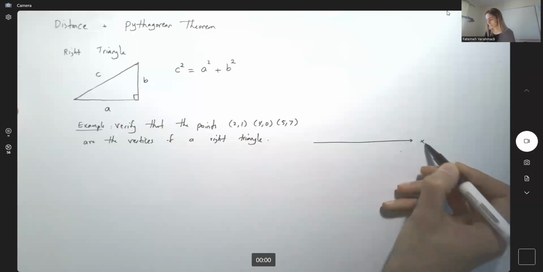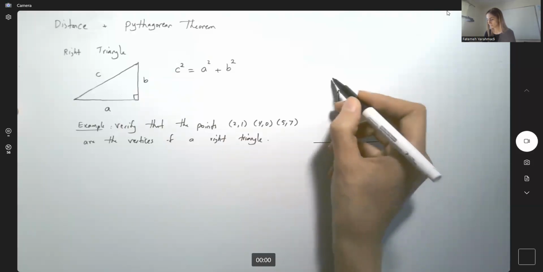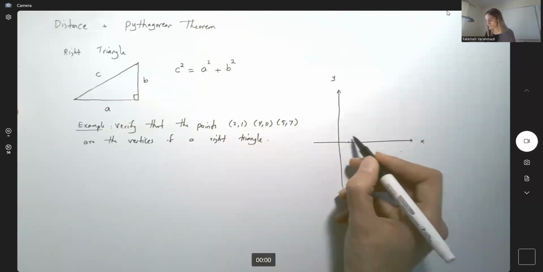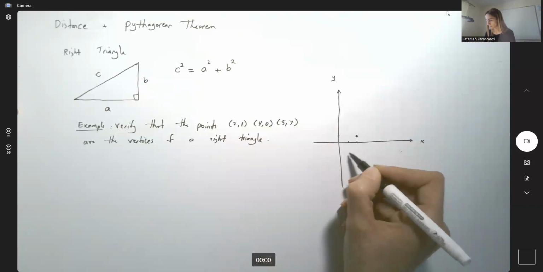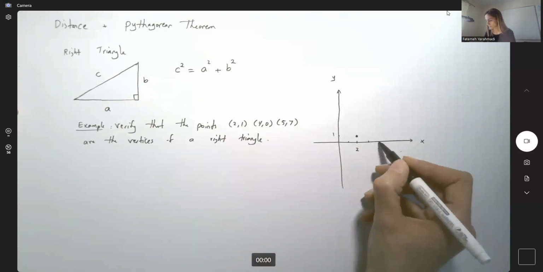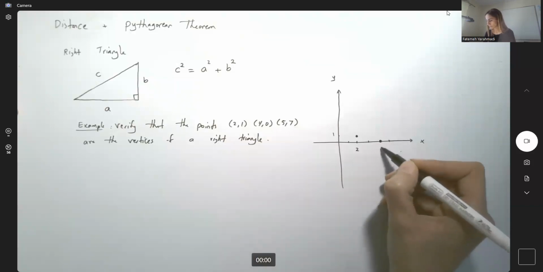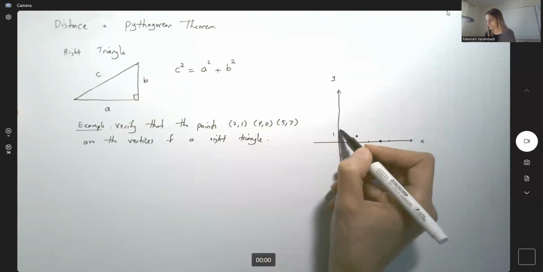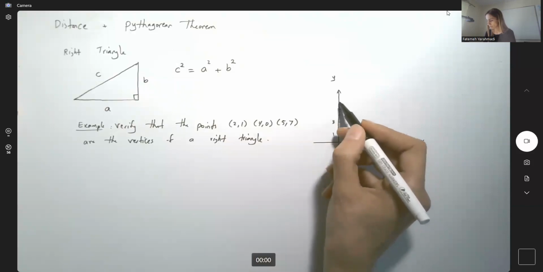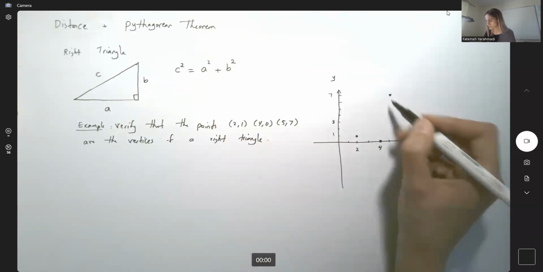So I have my x-axis, I have my y-axis, I have 2 and 1. The next point is 4 and 0. The next point is 5 and 7. So 1, 2, 3, 4, 5, 6, and 7. So 5 and 7 is just right here.